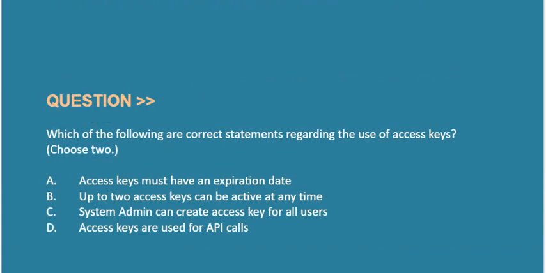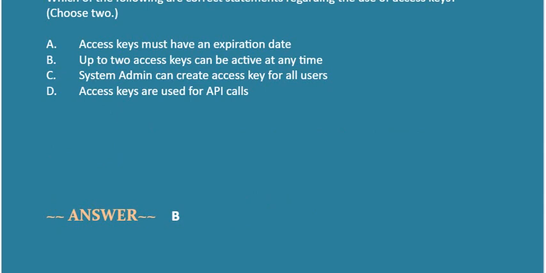Next question is, which of the following are correct statements regarding the use of access keys? Choose two options. Option A. Access keys must have an expiration date. Option B. Up to two access keys can be active at any time. Option C. System admin can create access key for all users. Option D. Access keys are used for API calls. Correct answer is option B.